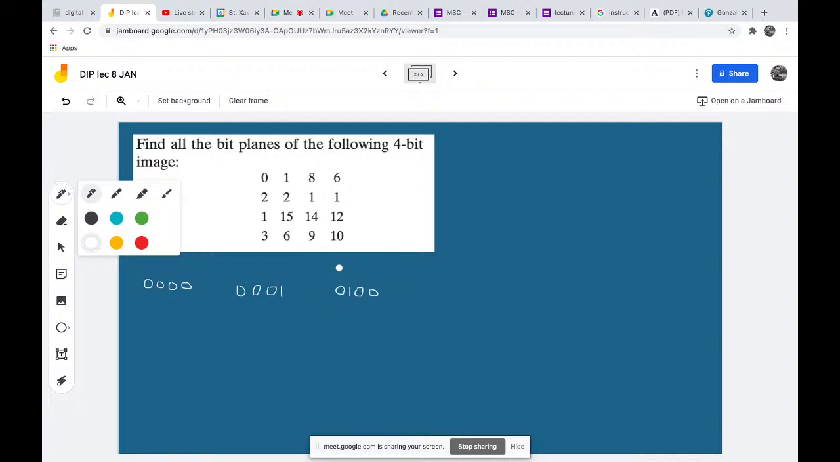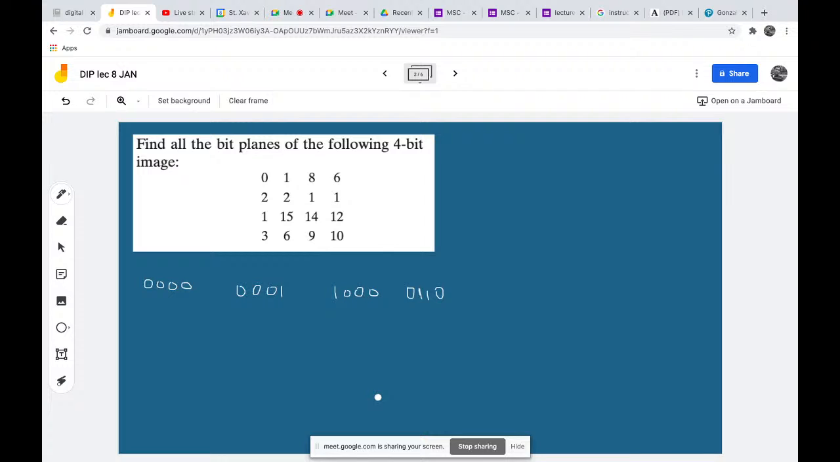3 bits will count only up till 7. Do remember, don't forget. 8 you want, so you have to make it 1, 0, 0, 0. And the 6, how do you do it? So 0, 1, 1, 0. Yeah, can you finish writing all this?